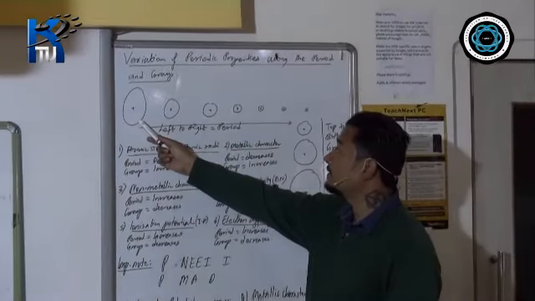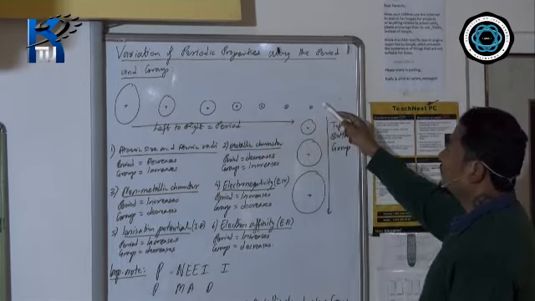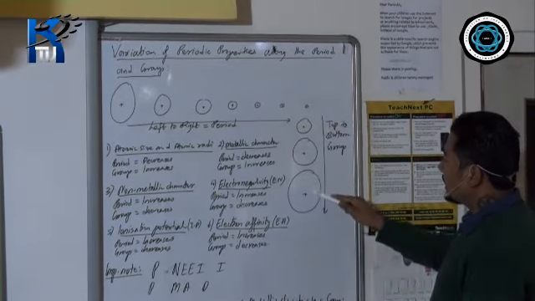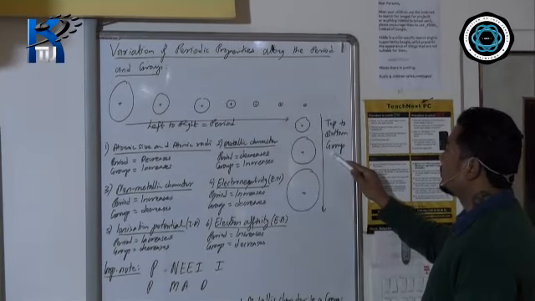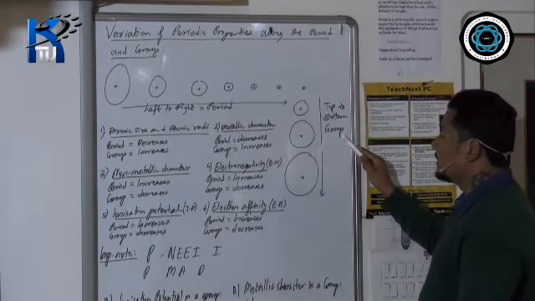If you see how I made it, from here the atomic size of the element is decreasing left to right, that is called period, and top to bottom the atomic size of the element is increasing. Top to bottom means group. So to remember, left to right means period and top to bottom means group.